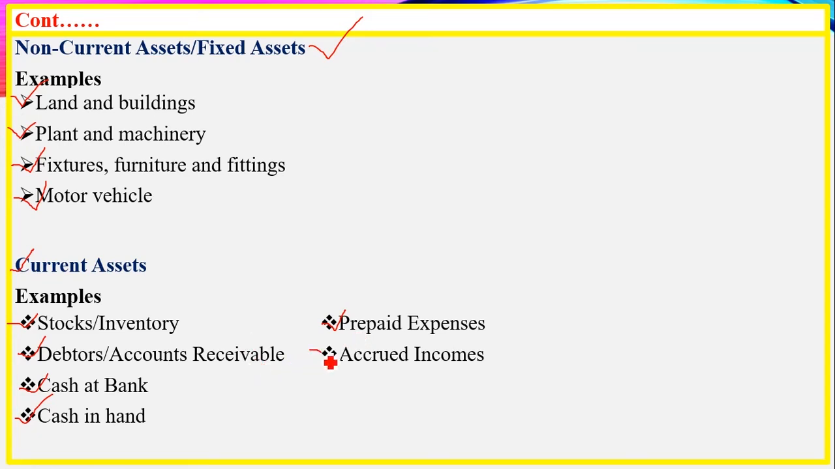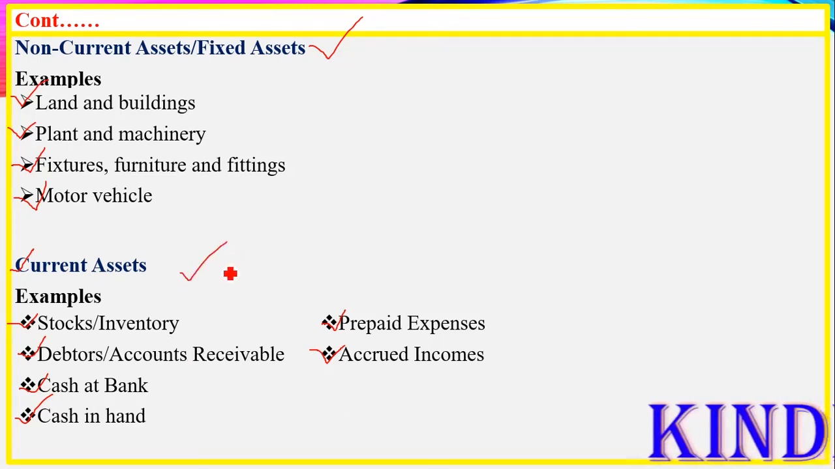Then we have what we call accrued incomes. Accrued income is, for example, you have worked in an organization, then they have not paid you for the month that you have already worked. So that money is yours because you have already provided the services and you're expecting to be paid. And because it is your money, that is why it is falling under current assets.